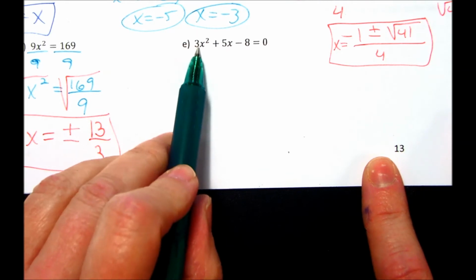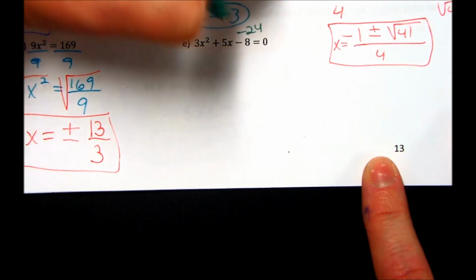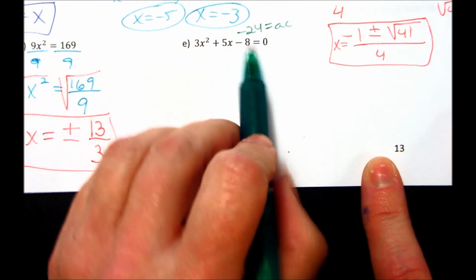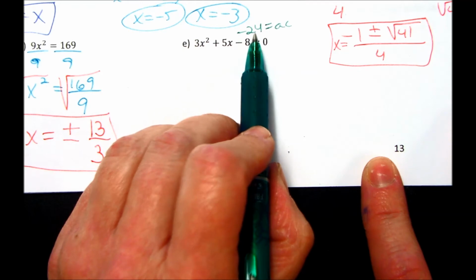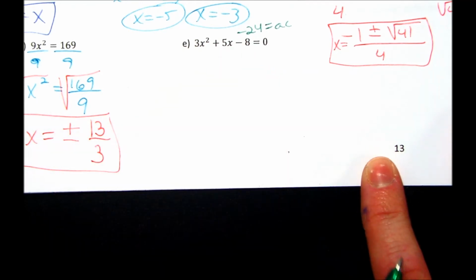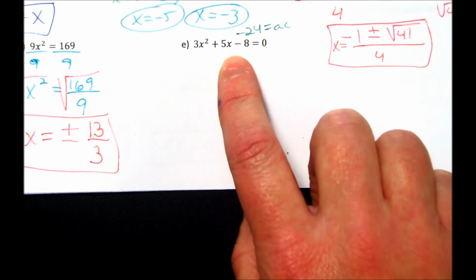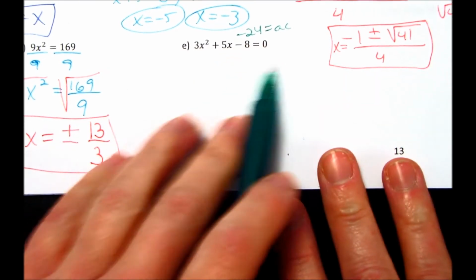So let's multiply our A and C together. We get negative 24. So now think, are there two numbers that multiply together to equal negative 24? Since it's negative, the numbers are going to have a difference of 5. Well, yeah, 8 and 3. So since I know that's going to work, I'm not going to factor it right away.